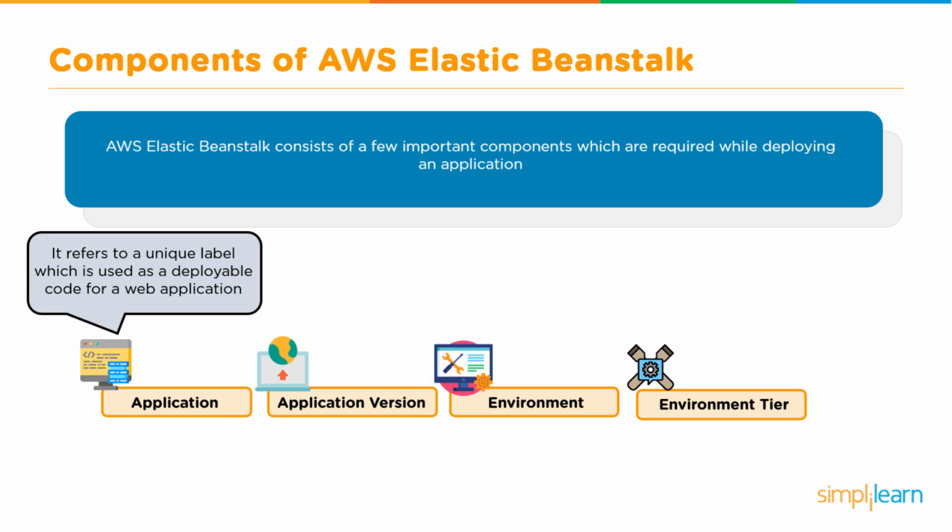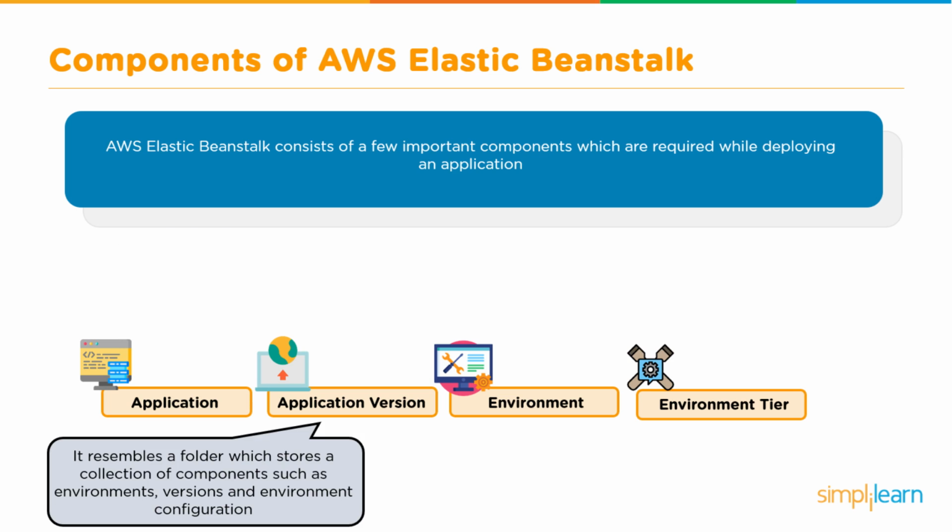Now let's understand what the different components of Beanstalk are. The application refers to a unique label which is used as a deployable code for a web application. So generally you create your application, and that is basically used as a unique label. Then the second component is application versions. It resembles a folder which stores a collection of components such as environments, versions, and environment configurations. So all these components are stored using the application version.